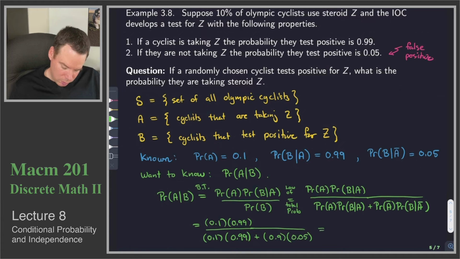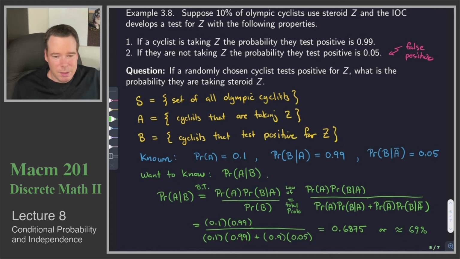And with all those values, we can work it out, and we get the answer of 0.6875, or about 69%. So the probability a randomly chosen cyclist who tested positive is actually using the drug is about 69%. And that is really low. Really low to make a definitive decision that says, yes, you were taking it and you're kicked out of the event. 69% chance of being certain that they are taking it based on that positive test?